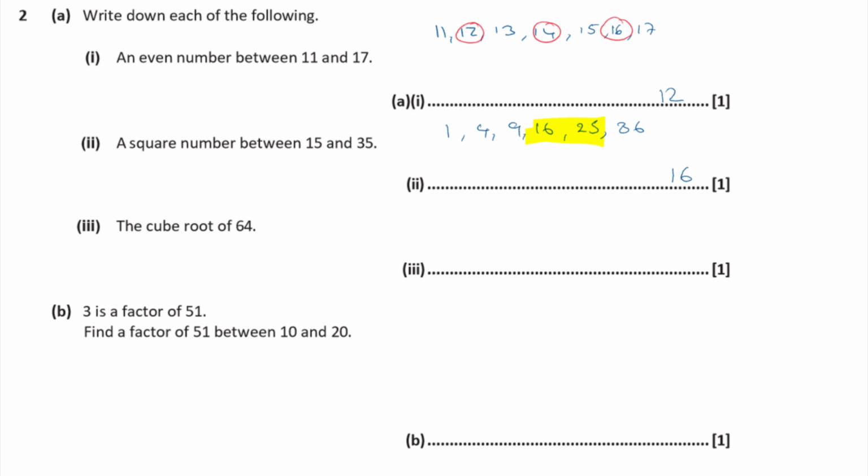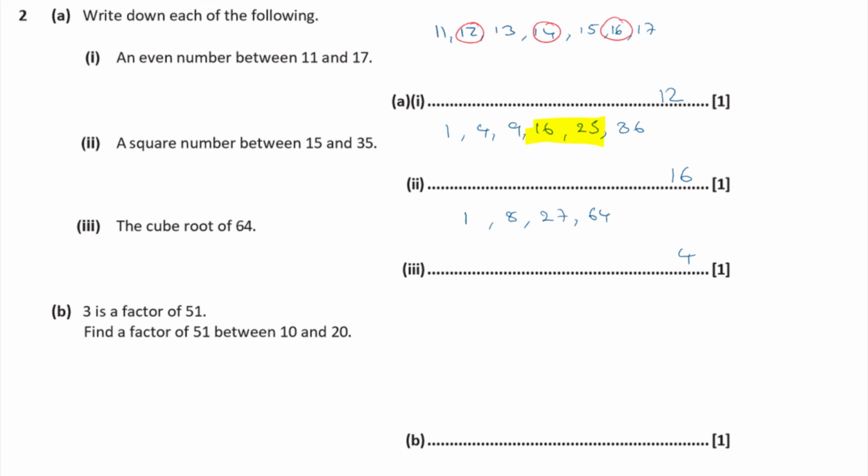The cube root of 64. So my cubes, I know 1 cubed is 1, 2 cubed is 8, 3 cubed, 3 times 3 times 3 is 27, 4 cubed is 64, isn't it? So the cube root of 64 is going to give me 4 again.